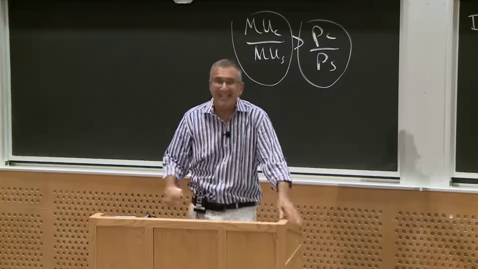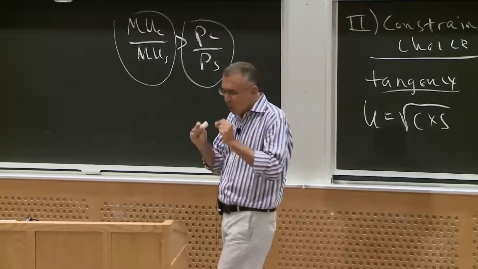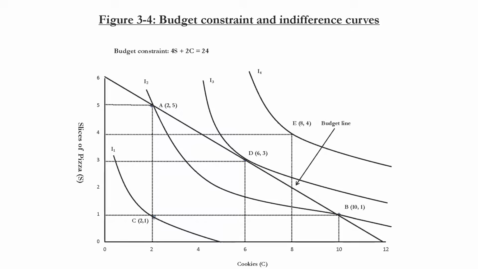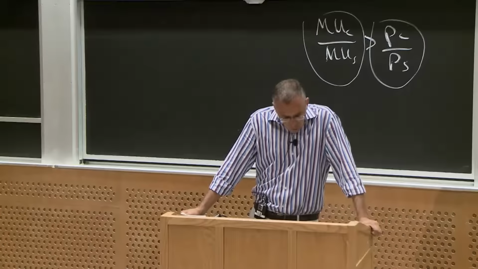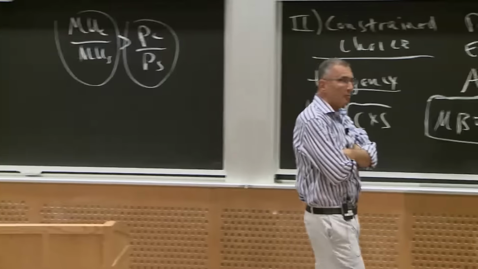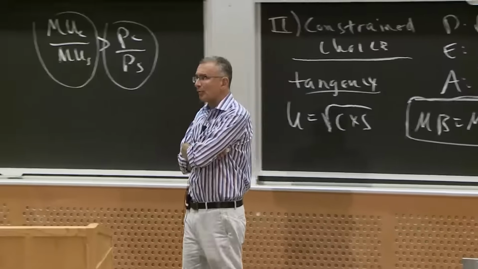Okay? What that says is, let's put this very precisely. Listen to this very precisely. At point A, it's so important, I'm going to read my notes. The rate at which you're willing to give up slices for cookies is greater than the rate at which the market is demanding you give up slices for cookies. So that is the marginal benefit to you of another cookie in terms of slices is greater than the price to you of another cookie in terms of slices.